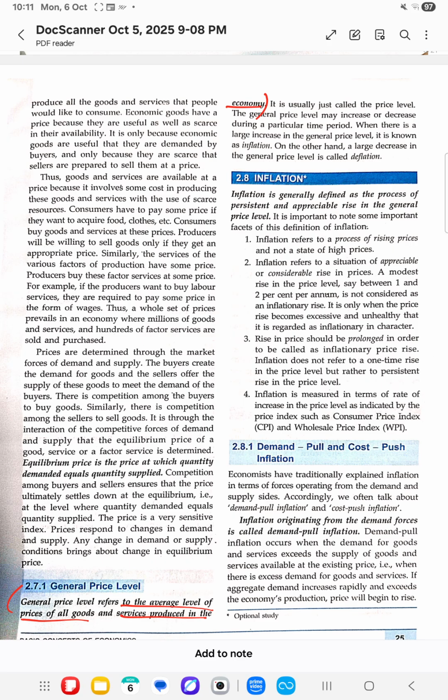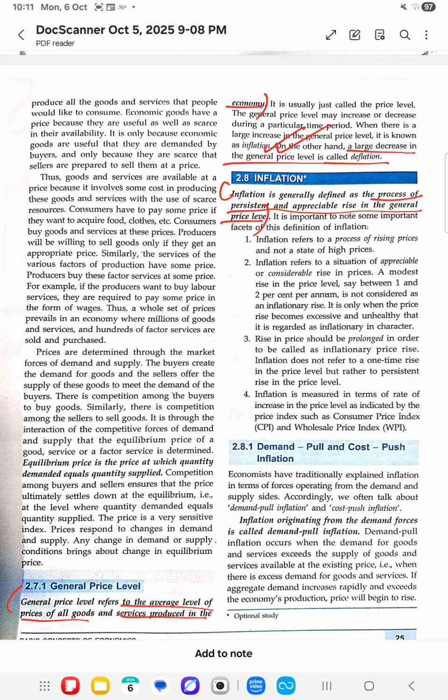Next up, there is inflation and deflation. The definition is given here itself: inflation is defined as a process of persistent and appreciable rise in the general price level, and deflation is a large decrease in the general price level. General price level means the average price level that is prevailing in the economy right now. When that keeps on increasing, not just for a short period of time but gradually over a long period of time, then we say there is inflation in the economy.